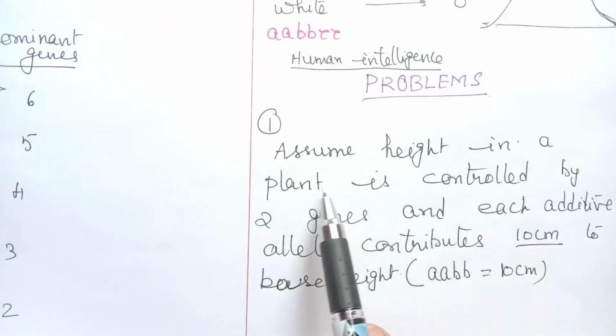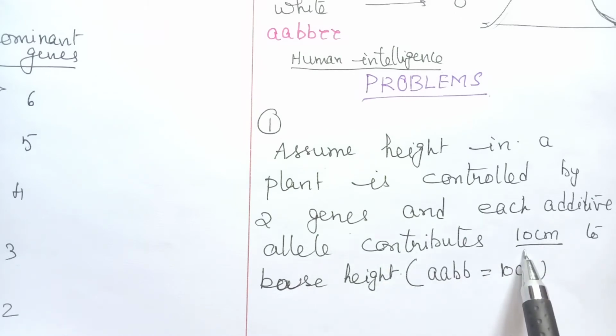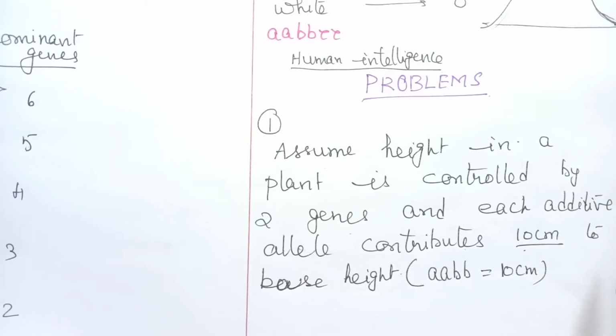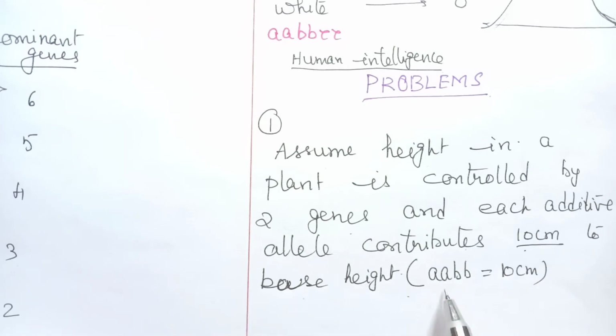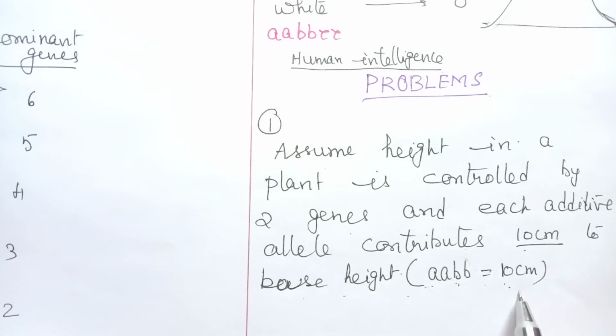Assume the height in a plant is controlled by 2 genes and each additive allele contributes 10 centimeters to the base height. Remember, each additive allele means it should be a dominant allele. That is called an additive allele. Base height is always recessive and it is common. Base height means it is the basic height, the minimum height. Minimum is always contributed by these recessive alleles. So base height is 10 centimeters.